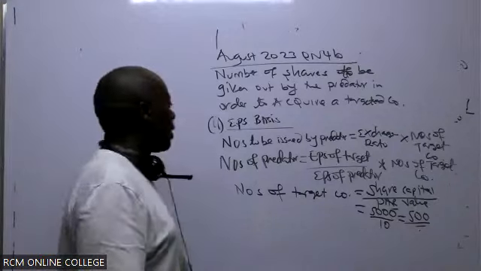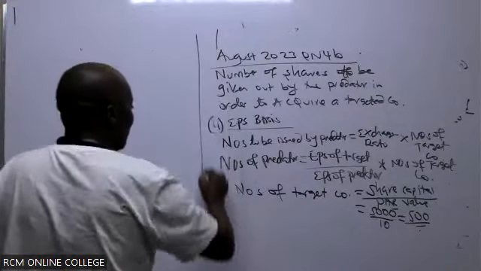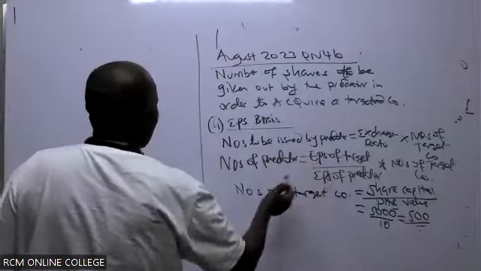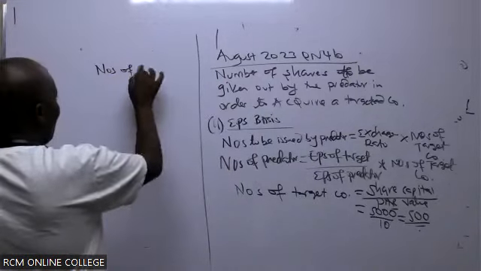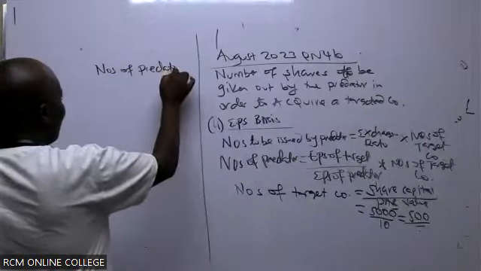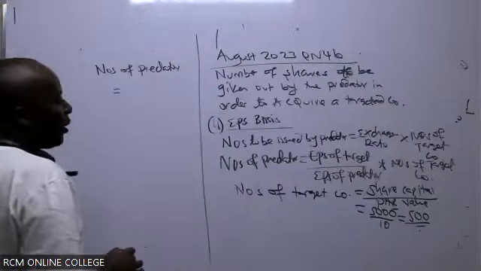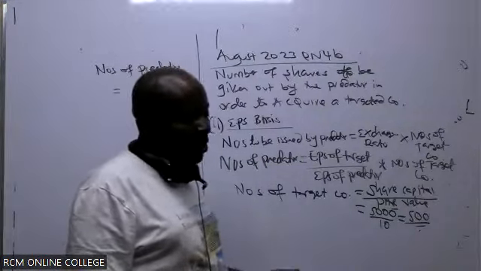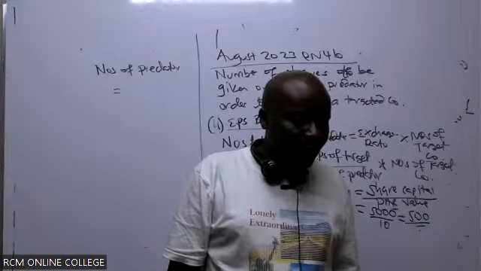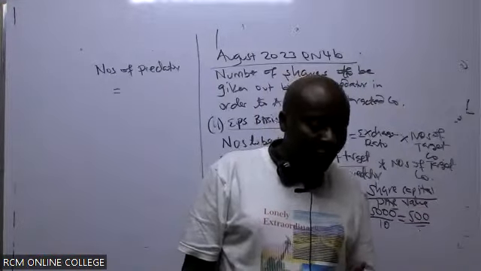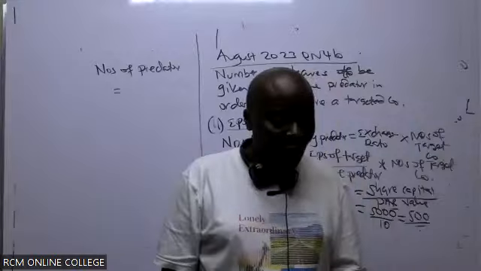Now from there, come right away here and get this. So we have here the number of shares of the predator, which will be the EPS of Bero. EPS is given in table number 2.